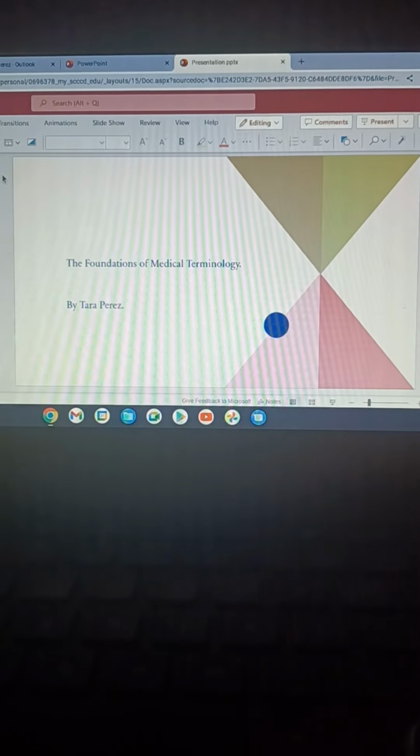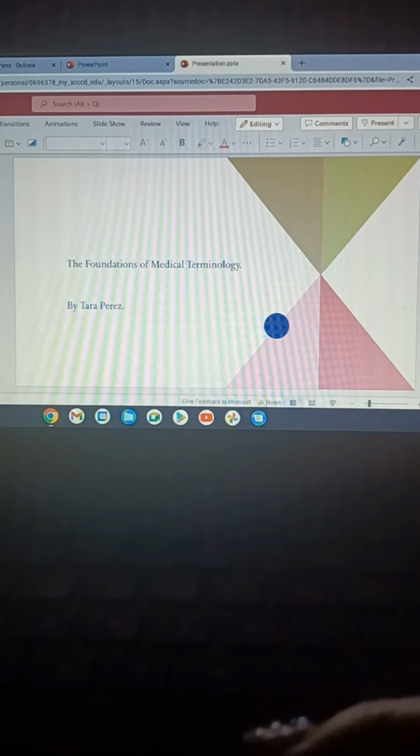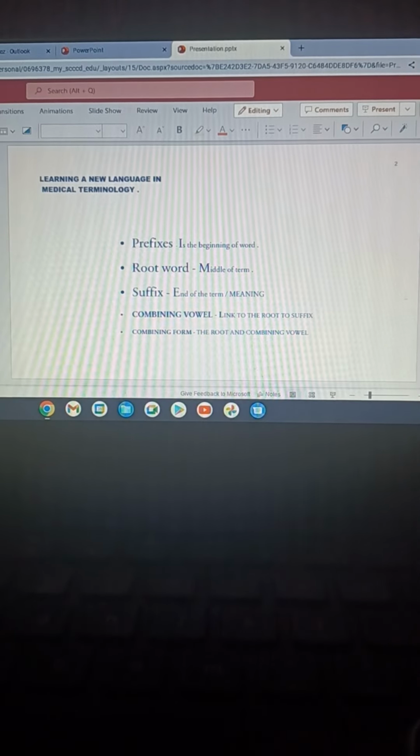So we are going to be discussing foundation of medical terminology, learning the new language. These are the important elements of the medical terms: the prefix, which is the beginning of the word, the root word, which is the middle of the term, and the suffix, the end of the term, with slash meaning, and then combining the vowels linked to the root to the suffix, and the combining form, the root and the combining vowel.